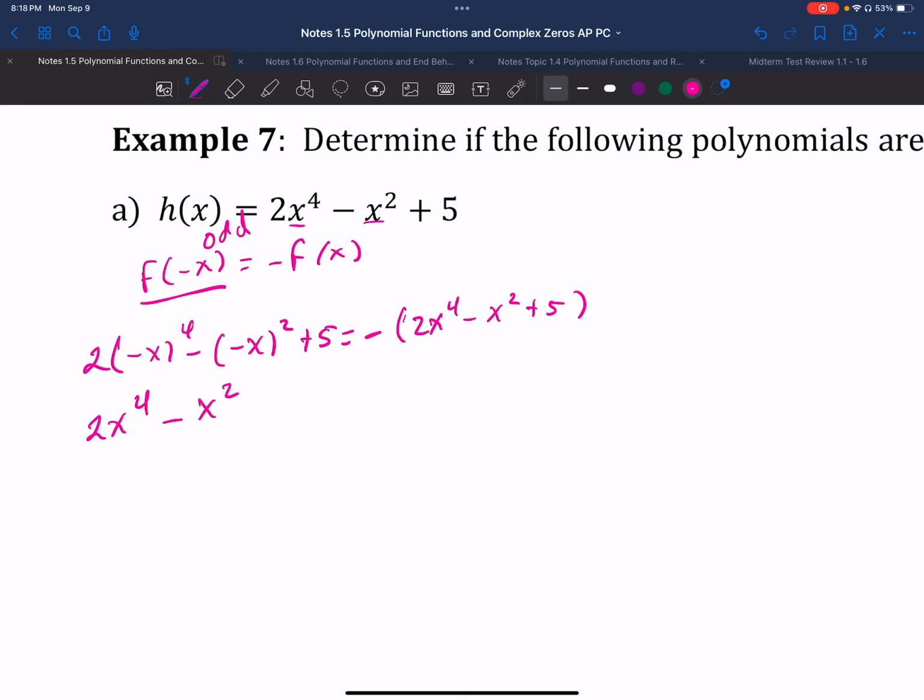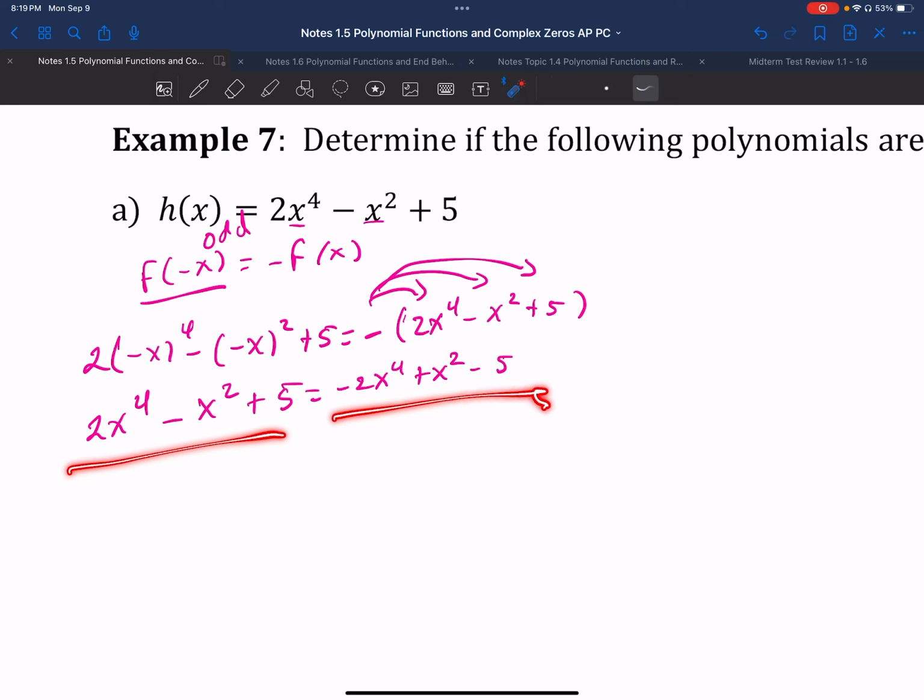So -x squared, and then the 5 didn't get affected at all, so I'm just going to rewrite it as +5. After that, I'm going to distribute this negative to every single part of my equation on the right side. So -2x to the 4th plus x squared minus 5. After that, I'm going to compare these two equations. If the equations are exactly the same for every single sign, then I know that it's an odd function because that's what I'm checking for.